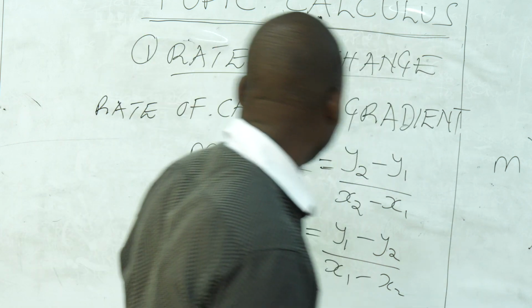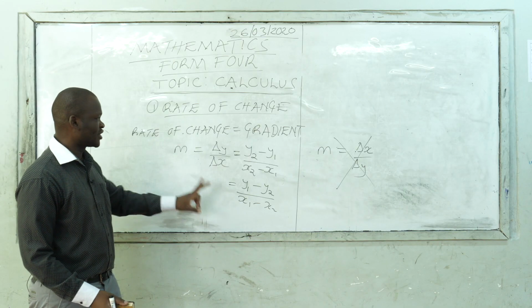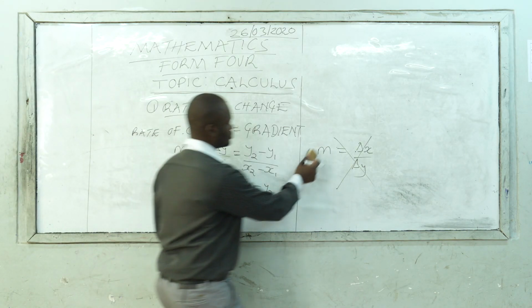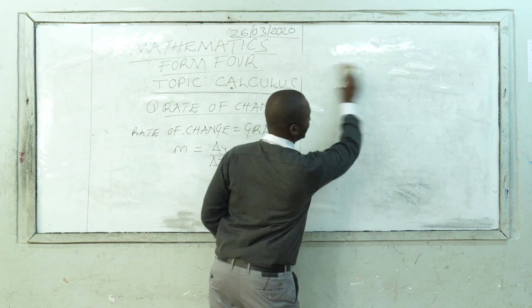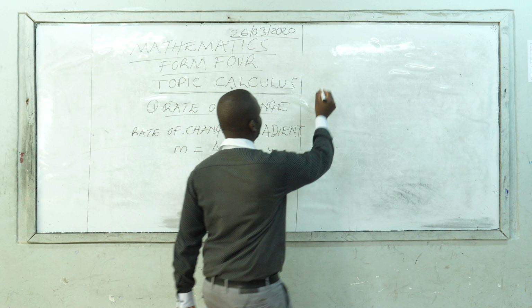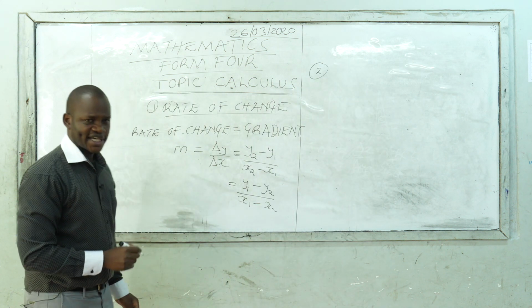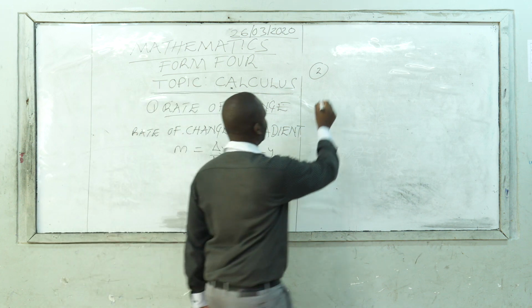Now, having recalled the formula of getting the gradient, we shall go to the subtopic gradient of a line and see what the key things are in terms of gradient of a line.